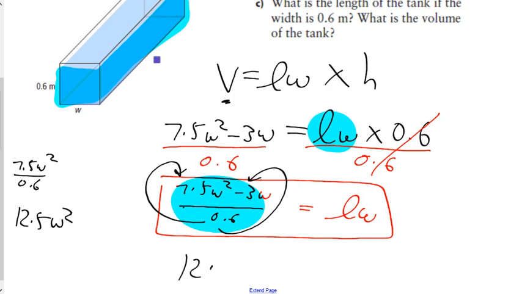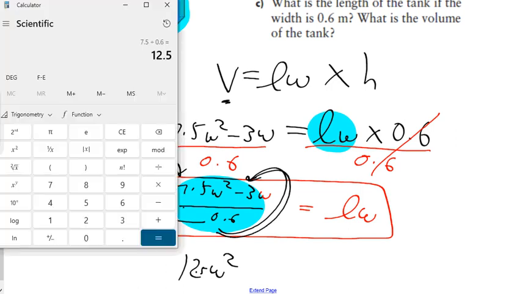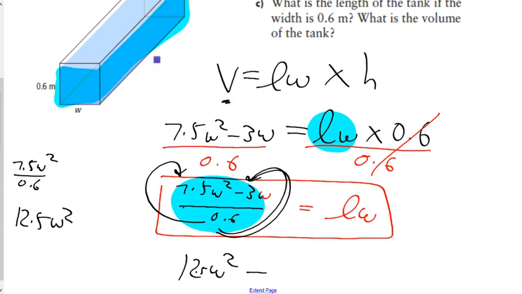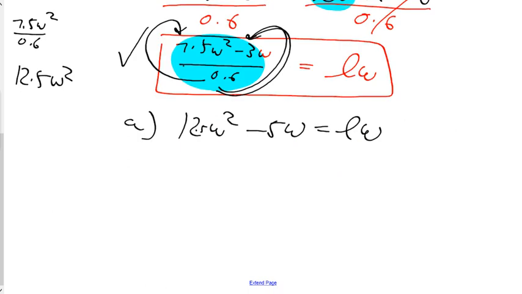That works. Would you agree that the first term will be 12.5 w squared when I divide it by 0.6? And the second term, if I divide negative 3 by 0.6, I should get negative 5. So the important thing here is realizing that once you wrote this formula here in blue, you had to use distributive property to simplify it to lowest terms. So this is actually your answer to A, right here. That is a formula for the area of the base.